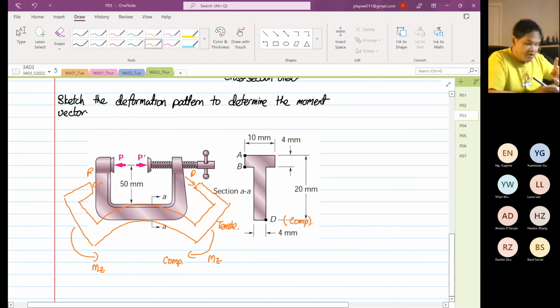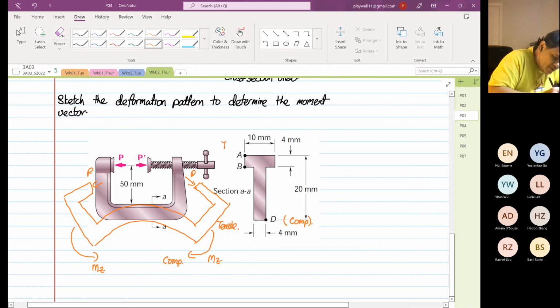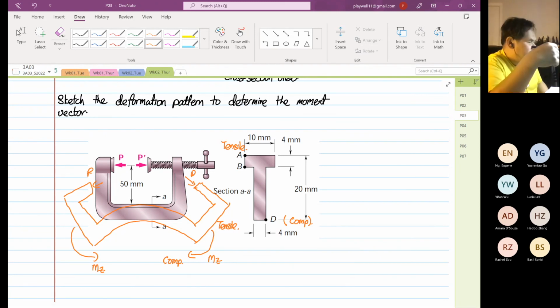So from here, you know that point D will be going through compression, and points A and B, depending on the position of the neutral axis, okay, depending on the position of the centroid. You don't know where the neutral axis is yet. Where the centroid is, you know that above it will be under what? Tension. Okay, so that's the easy part. Or not, sorry, I should not say easy. This is the analysis part.